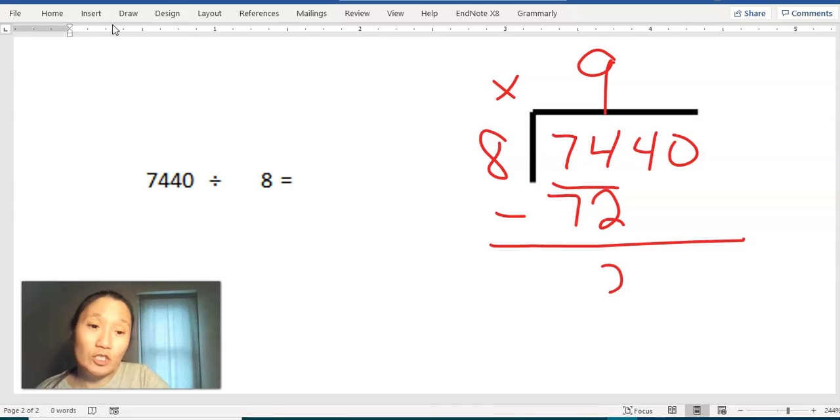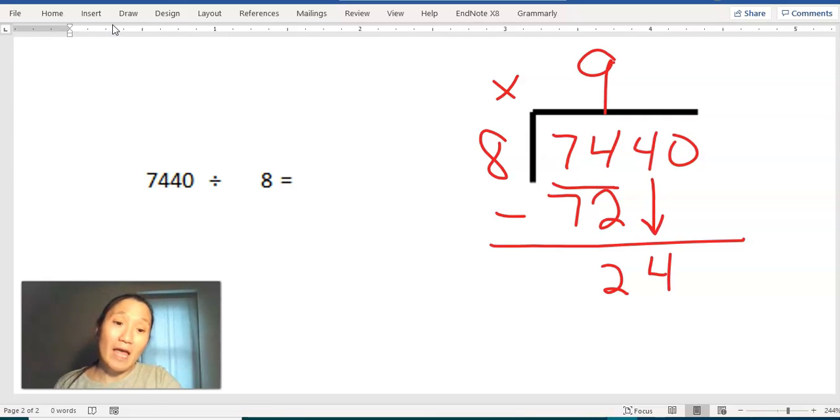4 minus 2 is 2. 7 minus 7 is 0. But then I drop my 4 down. So then 8 times what is 24?